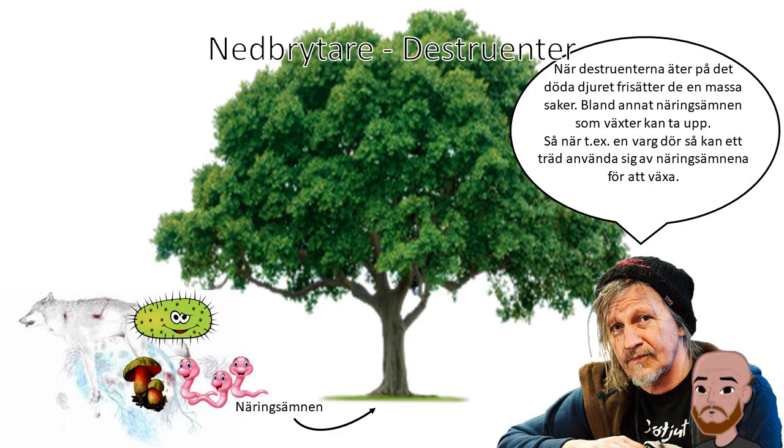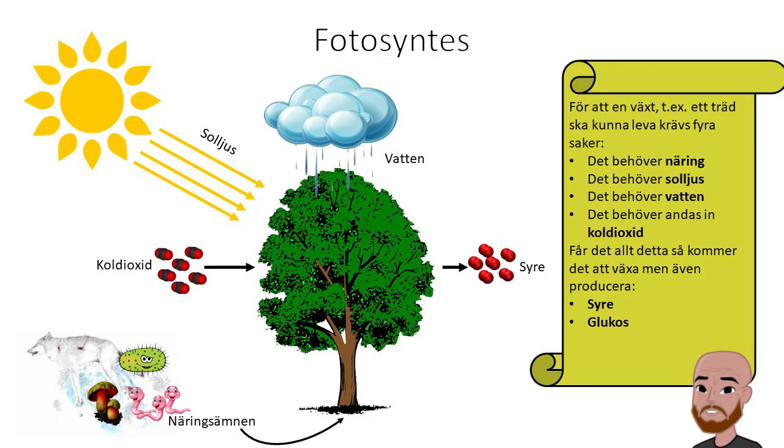Taking the wolf as our example, these decomposers, or Nedbrytare, can include worms, fungi, and bacteria. When these decomposers eat the dead animal, they release many substances, including nutrients that plants can absorb to grow. So, nutrients are released. When a wolf dies, a tree can then use the nutrients from the wolf to grow.